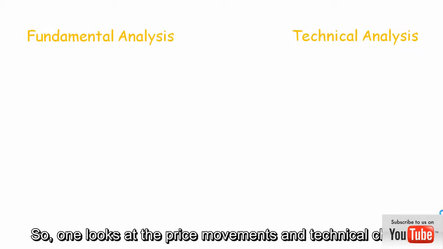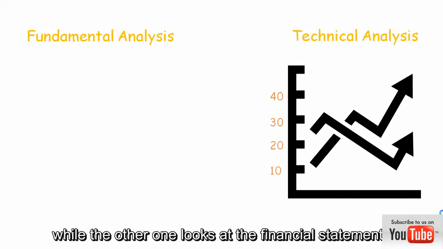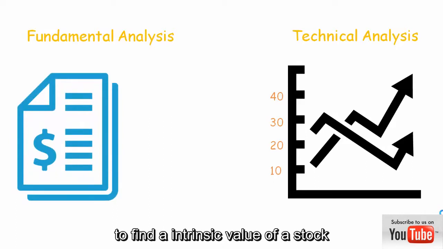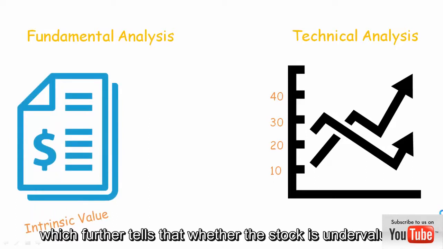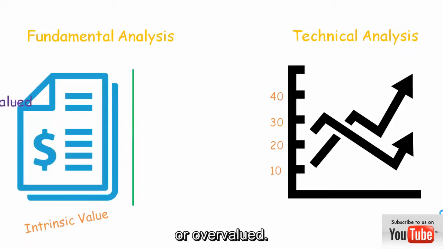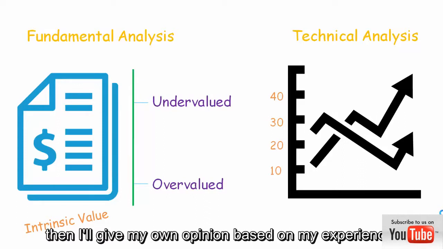So, one looks at the price movements and technical charts to determine the future direction of a stock, while the other one looks at the financial statements to find an intrinsic value of a stock, which further tells whether the stock is undervalued or overvalued. So let me tell you about the differentiation between the two, and then I'll give my own opinions based on my experience. So the first difference is the data that they use.